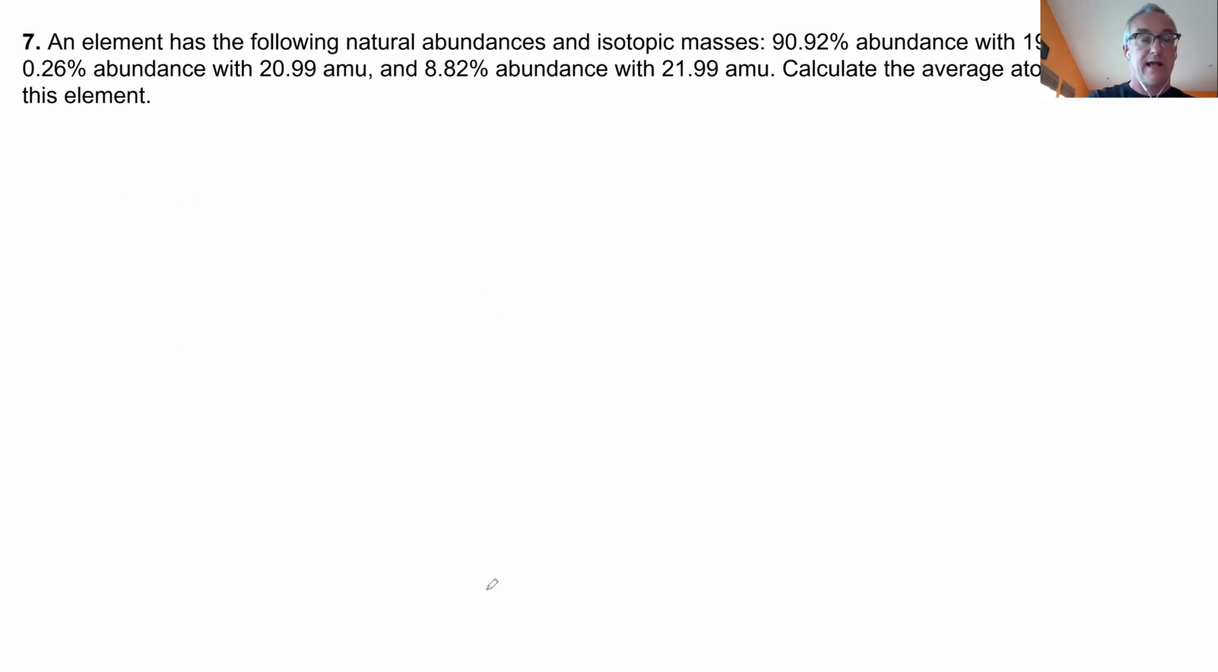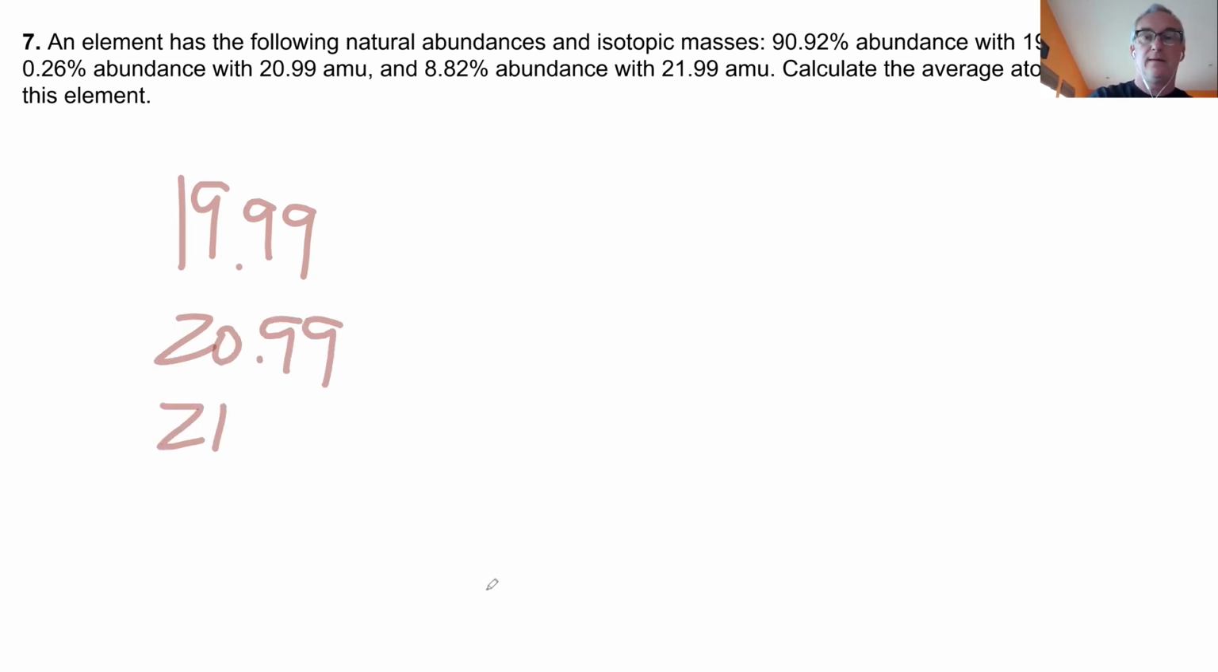So how we do this is we take the abundance and the mass. Here we have 3 isotopic masses to deal with. One is 19.99, one is 20.99, and one is 21.99. So we take the mass and we multiply that by the abundance.